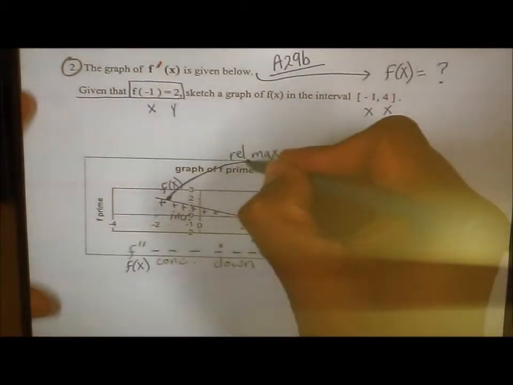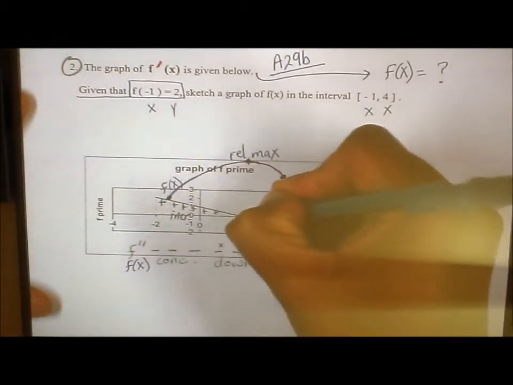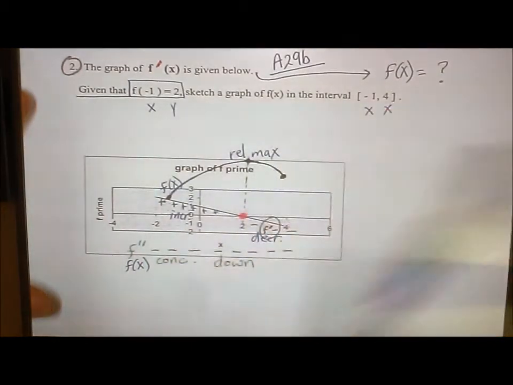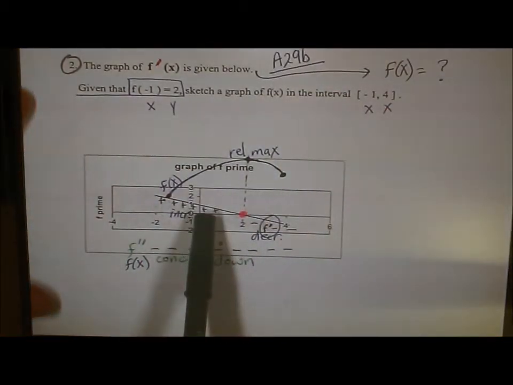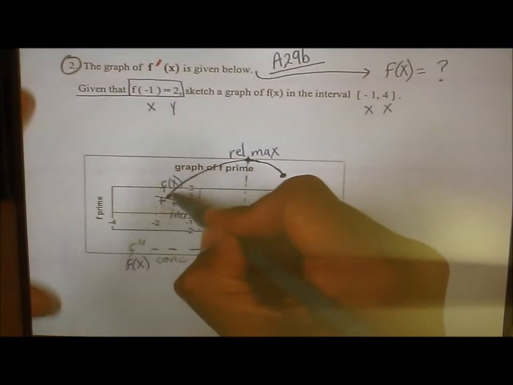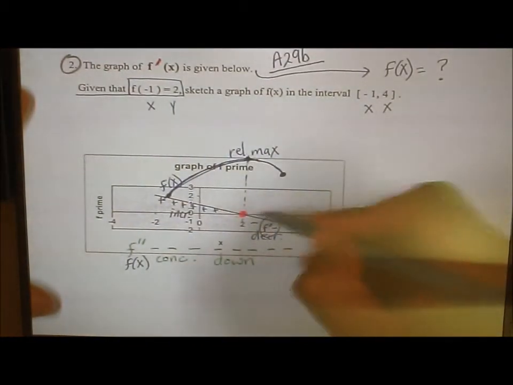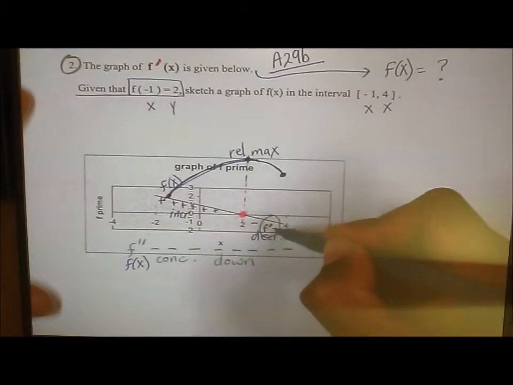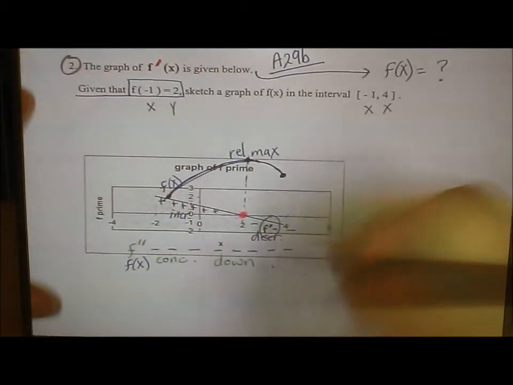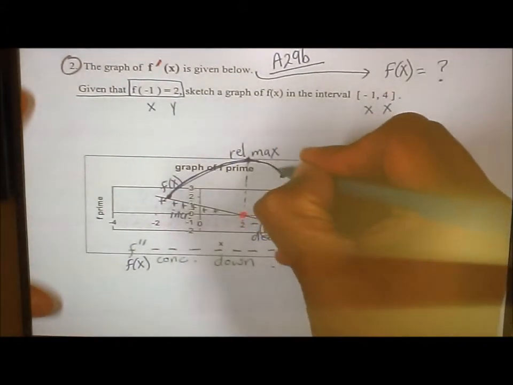For example, let's take a look at what's happening up to this relative max. Up to this relative max, my function, not only is it increasing, but it's also concave down. So here's your increasing, concave down shape. In this interval from 2 to 4, you know that it's decreasing, and it continues to be concave down. So here's your decreasing, concave down shape.